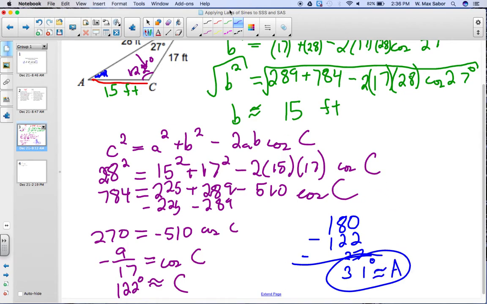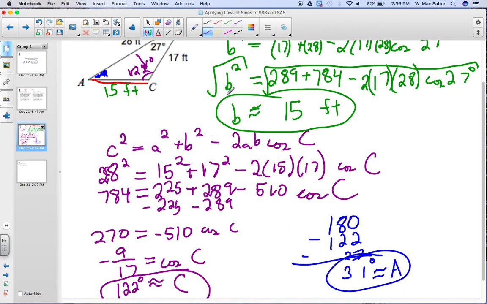All right, so this is solving a triangle with side-angle-side. We found the missing side first using the law of cosines. Then we found the largest angle using the law of cosines again. And lastly we found the third angle by using 180 degrees in a triangle.